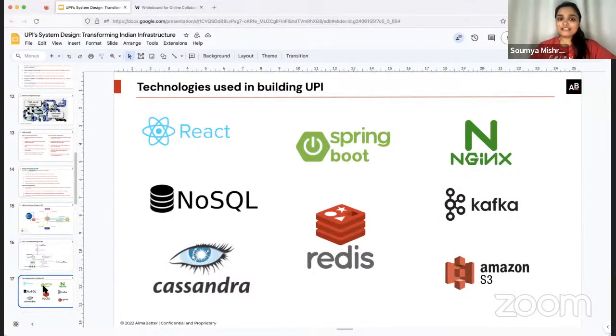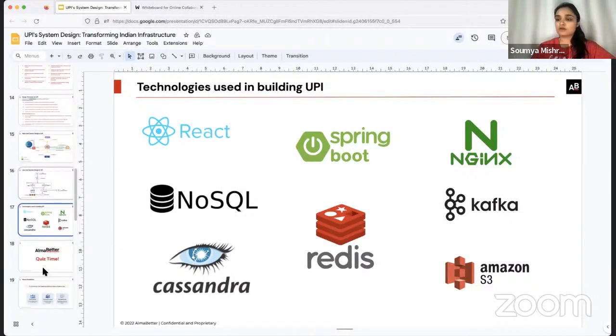Okay, the final thing: let's talk about the technologies which are being used by UPI, okay? So it uses React, Spring Boot, Nginx, Kafka, Amazon S3, Redis, Cassandra, NoSQL, okay? I'm not going to go into details of each of these technologies. It will be homework that you go ahead and read about what this technology is used for, okay? What are they using it for, okay? Clear, folks?